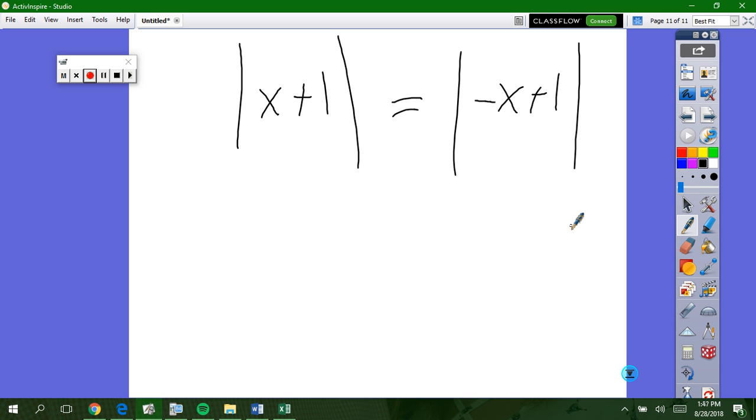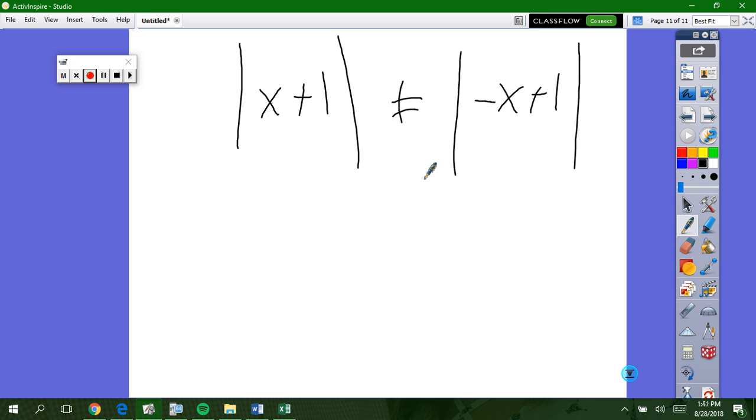It's a reflection about, it's symmetry about the origin. It means it's odd. Thank you. Okay, are those equal to each other? I just take the absolute value of negative x and it becomes x and I'm happy. No.